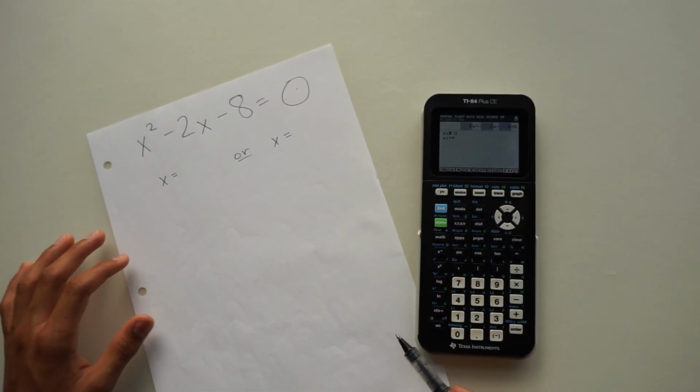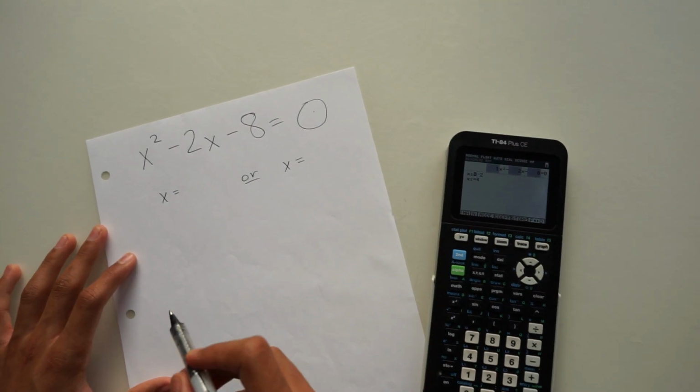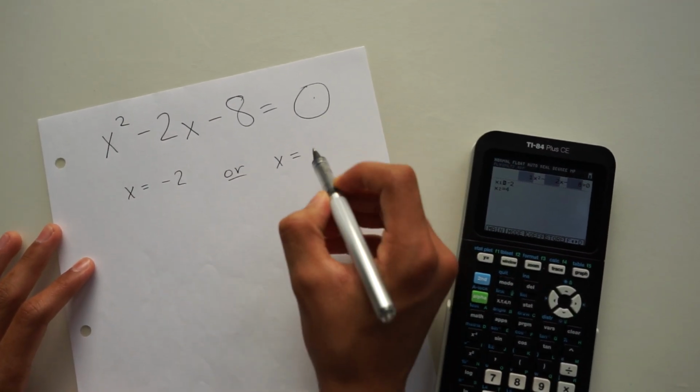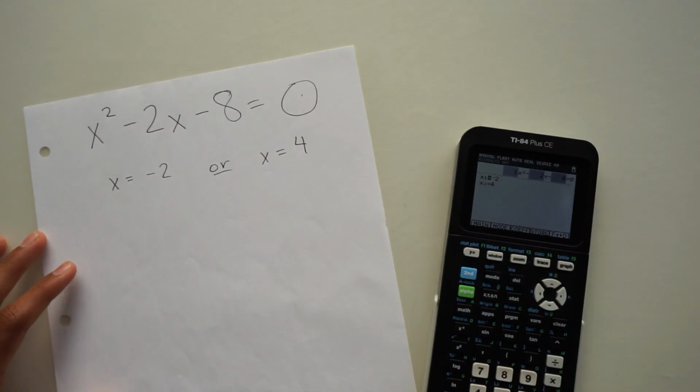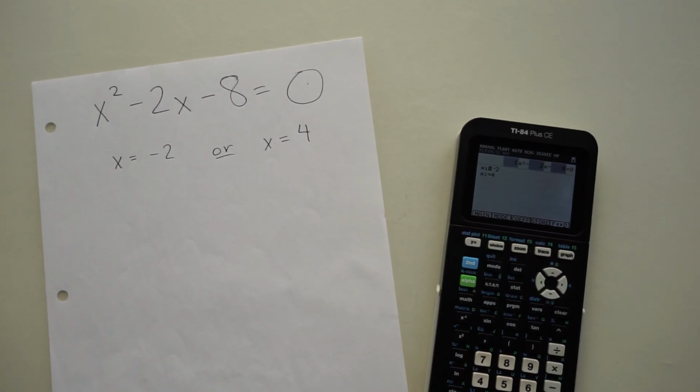This quadratic function has two answers, x equals -2 or x equals 4. So those are the answers to this quadratic function.